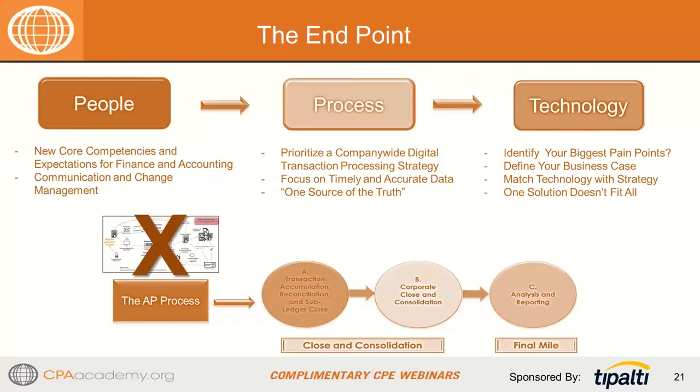What technology is really all about is defining your business case to support and alleviate your biggest pain point and matching technology with the strategy. But some of the key points here are that one solution doesn't fit all. What we're really looking at is getting to that one source of the truth with timely and accurate data. And again, having a company-wide philosophy that automation and transformation is really the way to go across the board.